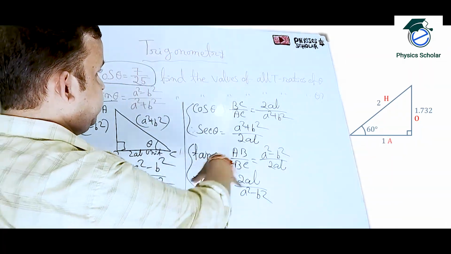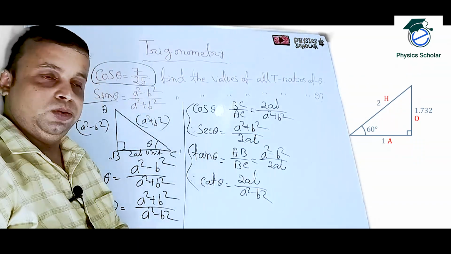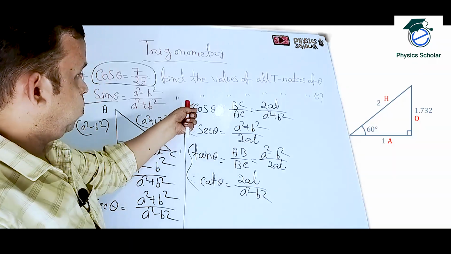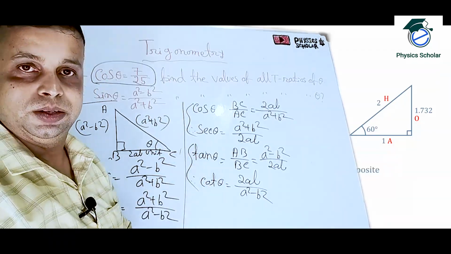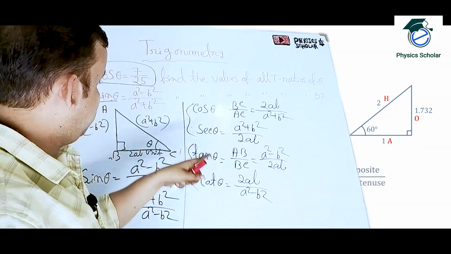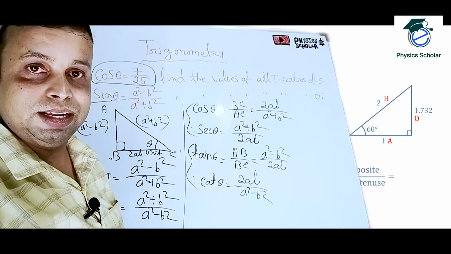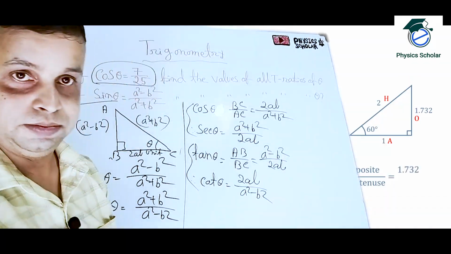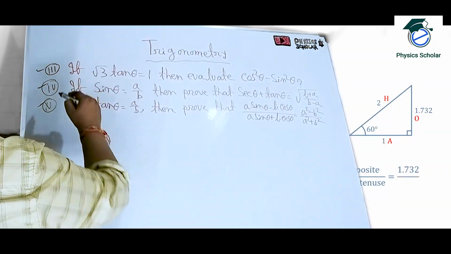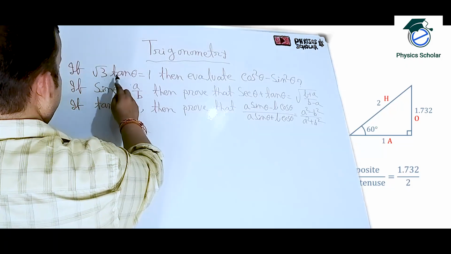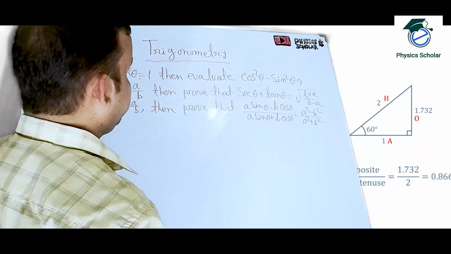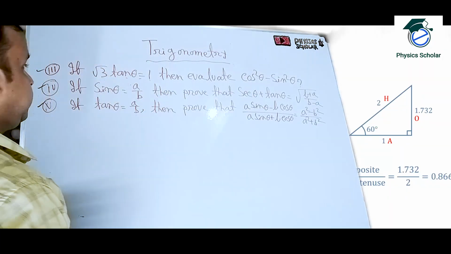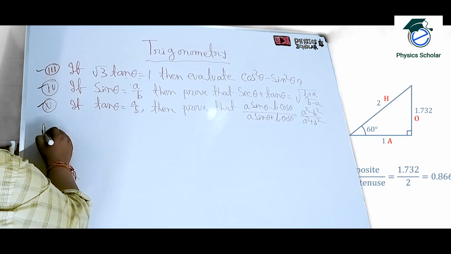So 6 ratios we found: sine and cosec, cos and sec, tan and cot. Okay. So hope you have understood this. Next, let us move to the next sums. So students, here 3 more sums we have. Root 3 tan theta is equal to 1. We have to find out the value of cos square theta minus sin square theta. Okay. So it is also very easy.